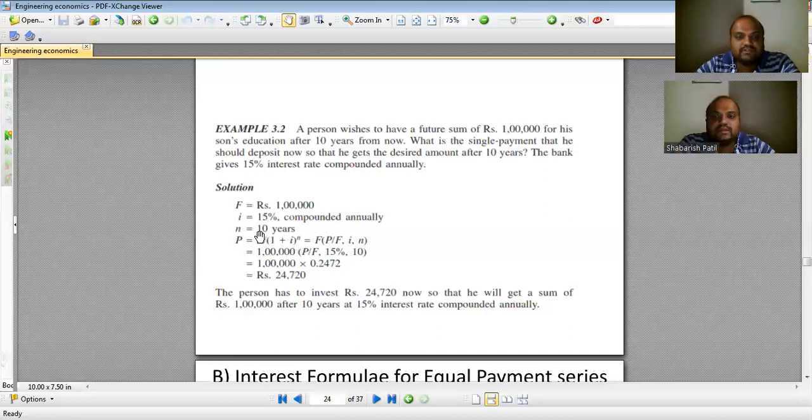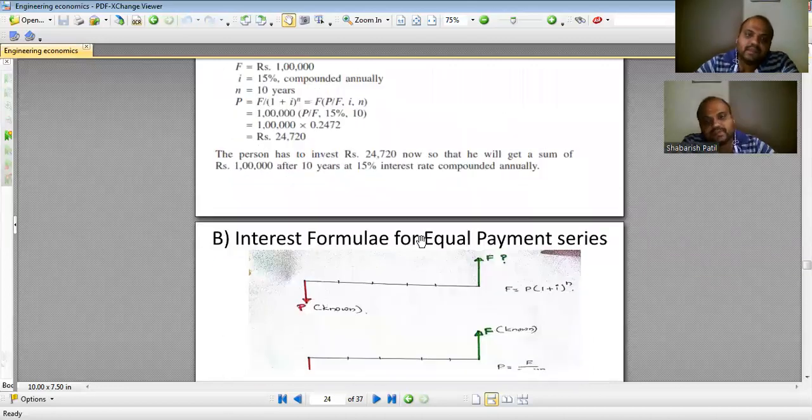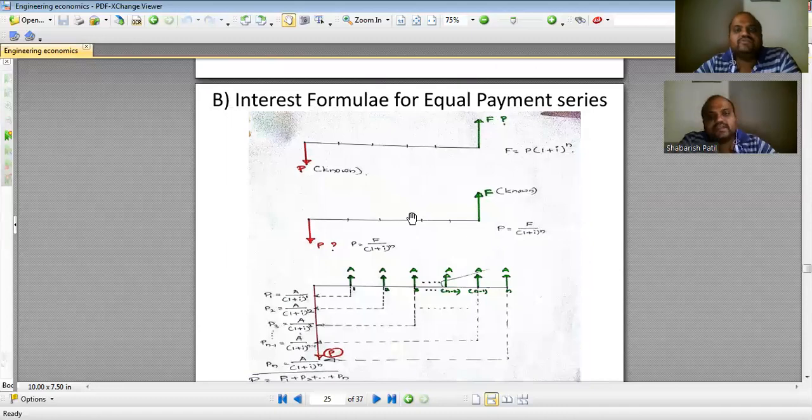So substitute everything in this expression and you will get P, the principal sum, as around rupees 24,720. So the person has to invest rupees 24,720 now, so that he will get a sum of rupees 1 lakh after 10 years at 15% interest rate compounded annually. Okay, we'll go with the next set of formulae here.